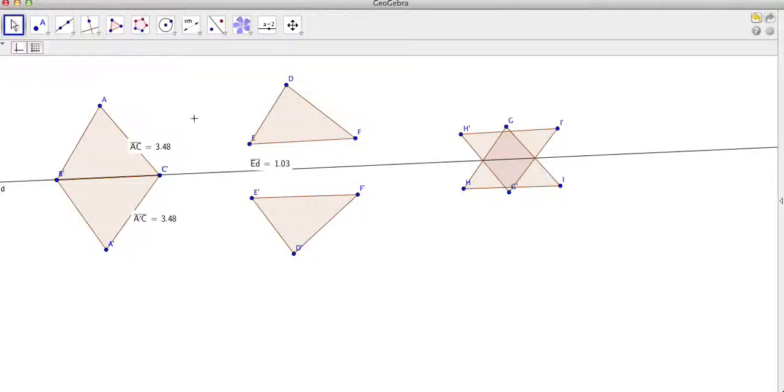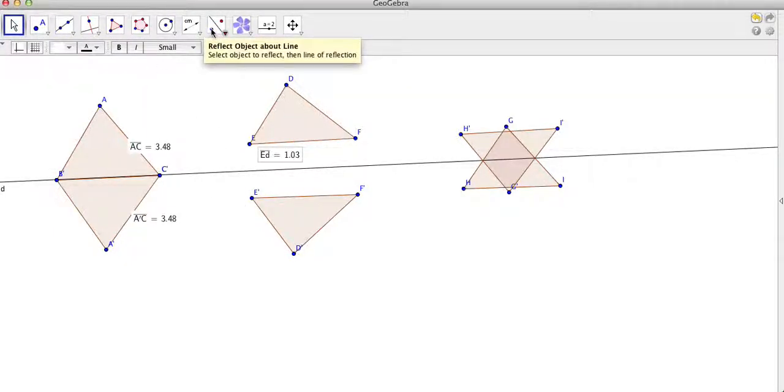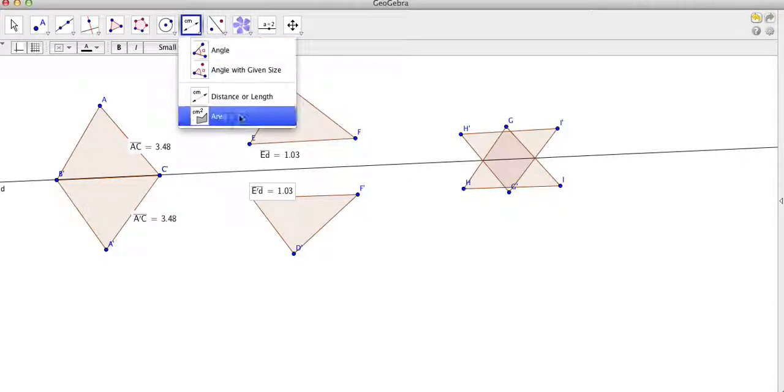But it's like how they relate to each other. For reflection, none of the angles are changed. For example, and rotation.